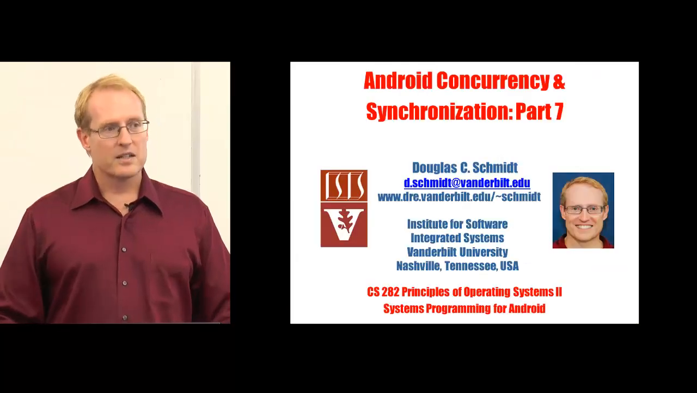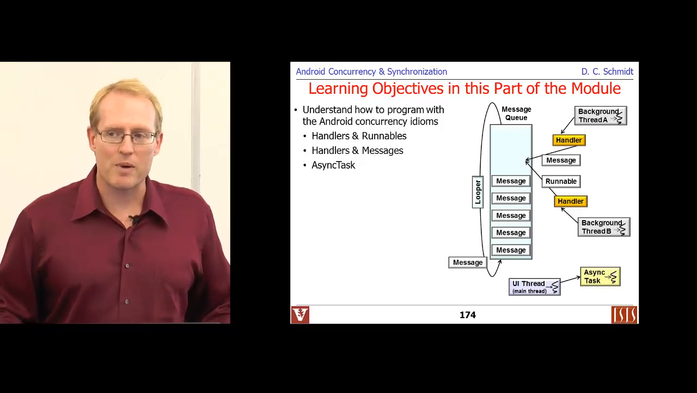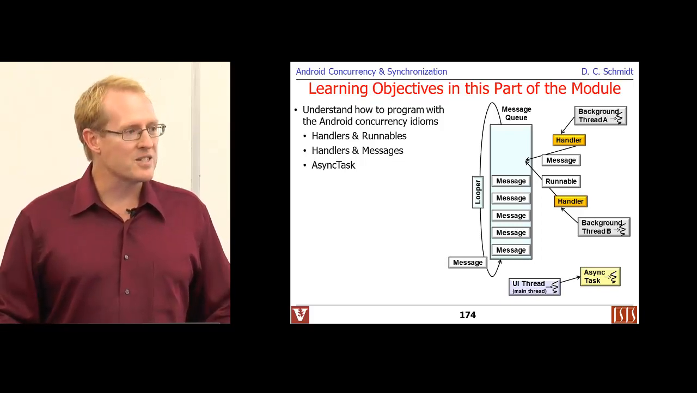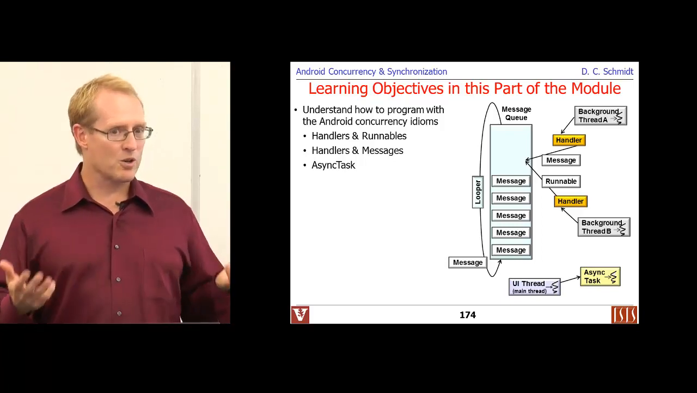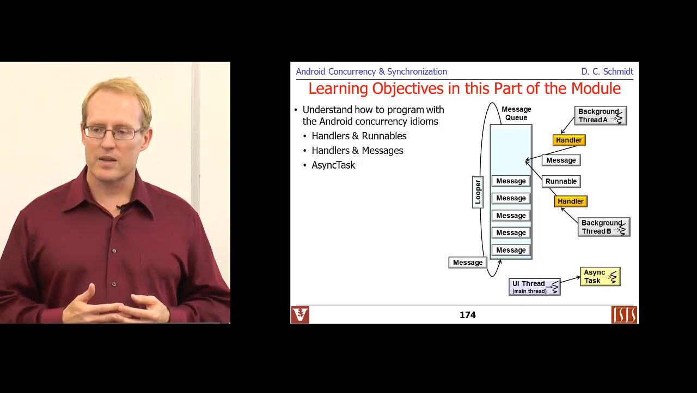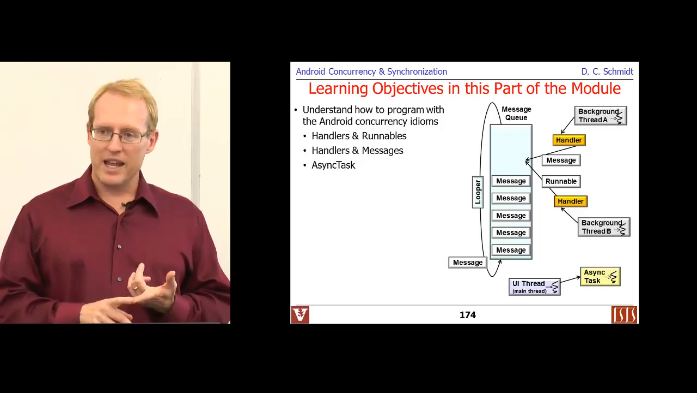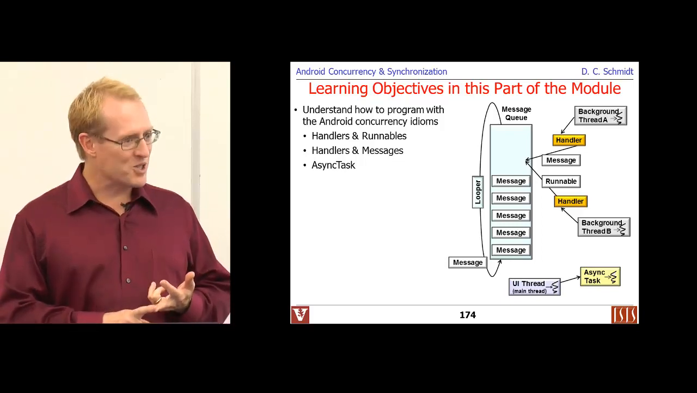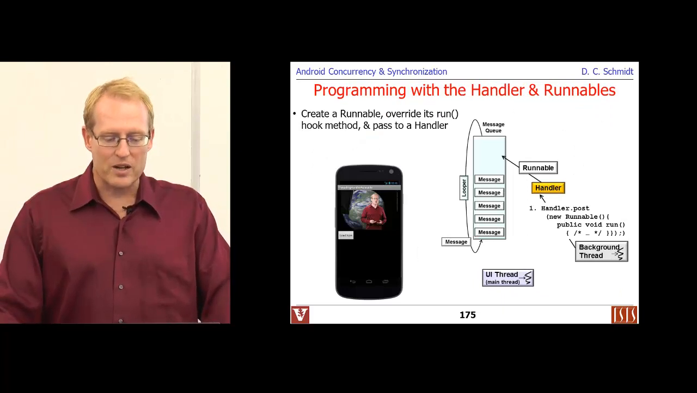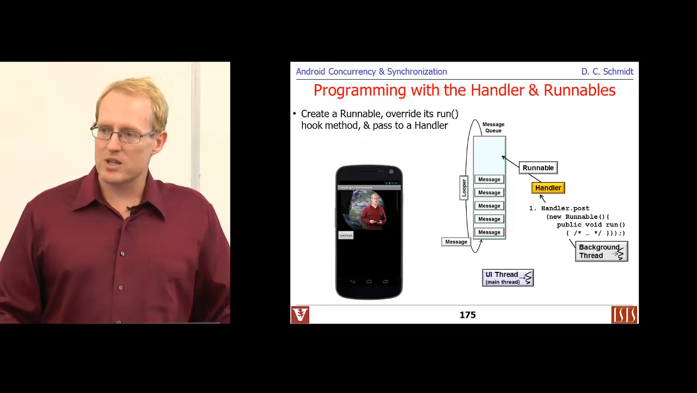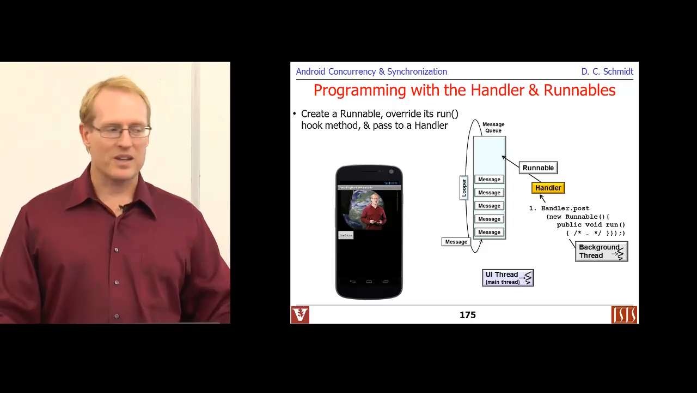All right. Next section kind of picks up where the last one left off. So the last one was really more about the building block pieces that Android provides in order to be able to implement these different concurrency mechanisms, these different models of concurrency. We're now going to talk more about how to program these things. And we're going to look at three of them: handlers and runnables, handlers and messages, and async tasks. OK, so let's start by talking about programming with handlers and runnables. So this is actually really easy to program.